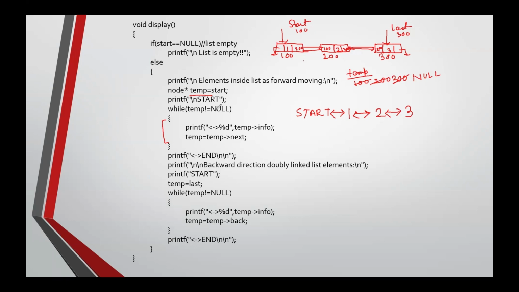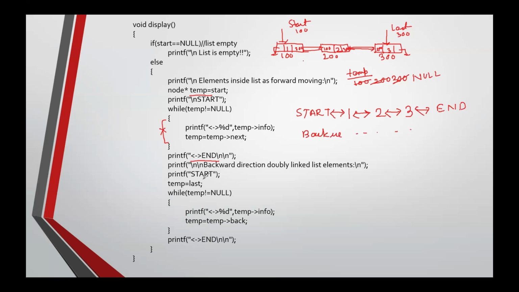So while temp not equal to null, now this condition is false. So this loop is not executed. After that, the next line will be executed. What is the next line? This symbol and. So our forward direction printing is over. Now we have to go for backward. Backward means two lines. So two lines are created. Then it will display the backward direction of the double linked list.